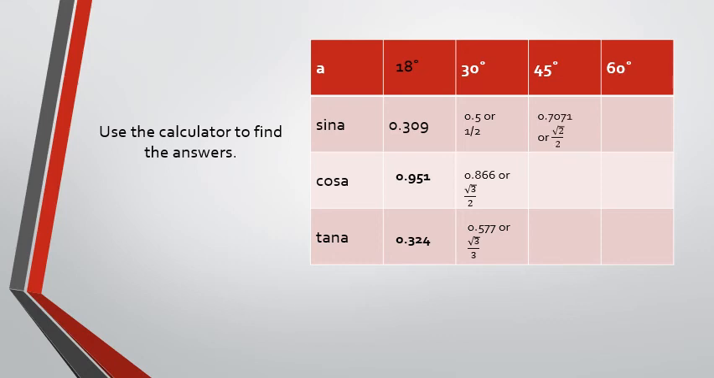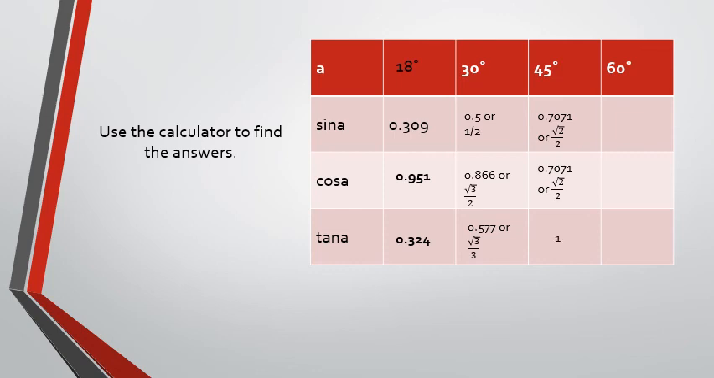Press sine 45 degrees, equal, and you will get the answer 0.7071 or radical 2 over 2. And cosine will give the same answer. Tangent 45 degrees, equal, and you will get the answer 1.